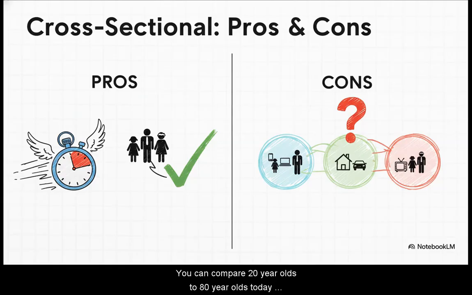Now, the huge advantage of that cross-sectional snapshot is, you guessed it, speed. You can compare 20-year-olds to 80-year-olds today without waiting 60 years. But, and this is a big but, here's the catch. Are the differences you're seeing really because of age, or is it because these groups grew up in completely different generations with different technology, different education, different world events? That's what's called a cohort effect, and it's a huge potential pitfall for this kind of study.